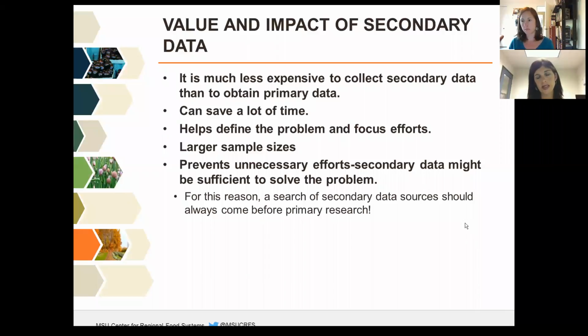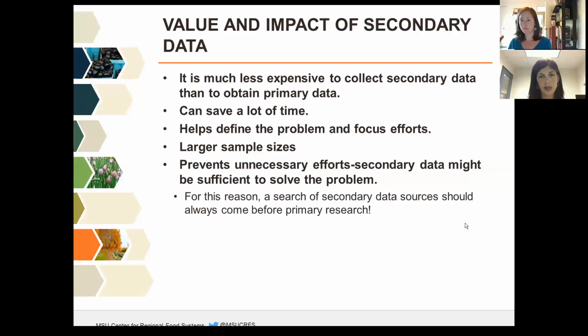It's helped us focus our efforts on specific populations and on specific areas of the county. Secondary data just allows us much larger sample sizes than what we can access with primary data. And it really has helped us prevent some unnecessary efforts and helped us from sort of recreating the wheel. Sometimes we've thought there's information we wanted, and when we went out and looked, it was already there for us.